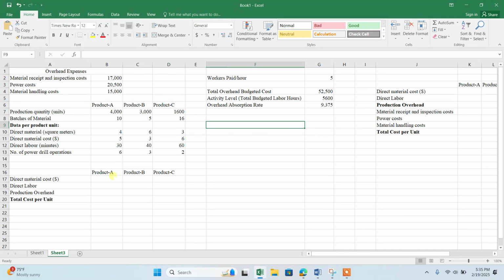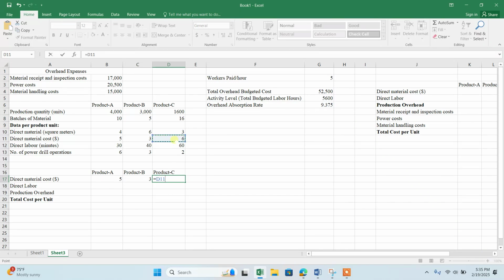Now, my dear, let's start the question to calculate the cost of each unit. Direct material cost is given here. Direct material cost for 1 unit of A is 5. Direct material cost for 1 unit of B is 3. And the direct material cost of product C is 6. So it is given for 1 unit.